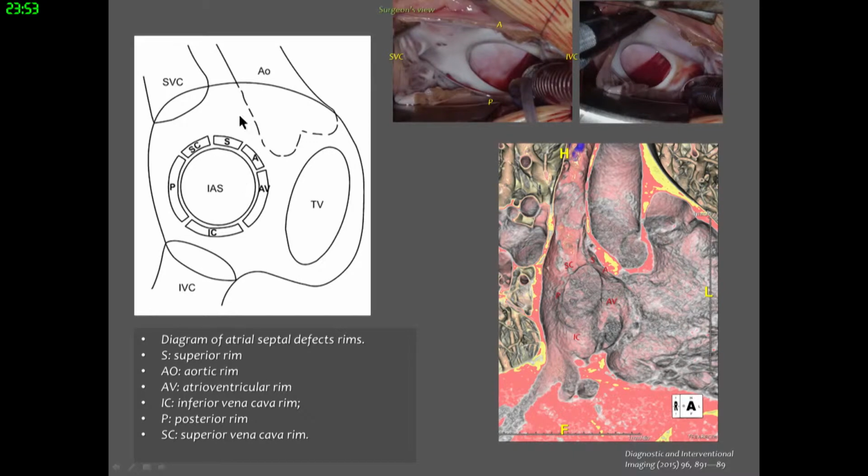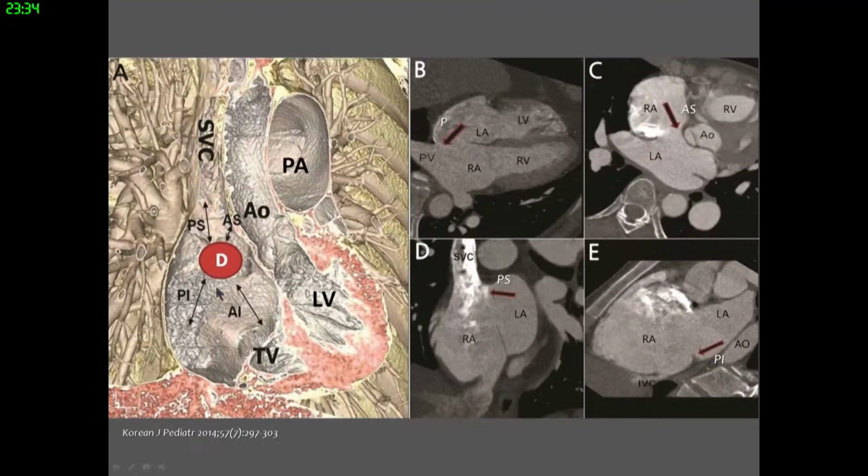This diagram shows a superior rim, SVC rim, posterior rim, IVC rim, atrioventricular rim, and aortic rim. This 3D intracavitary image shows a deficient superior and aortic rim, and sufficient SVC, posterior, IVC, and atrioventricular rim. This intracavitary image shows another terminology of four different rims surrounding the defect: anterosuperior, posterior inferior, and anteroinferior rim. Another X-ray CT scan will demonstrate posterior rim deficiency, anterosuperior rim deficiency, posterior superior, and posterior inferior rim deficiency.